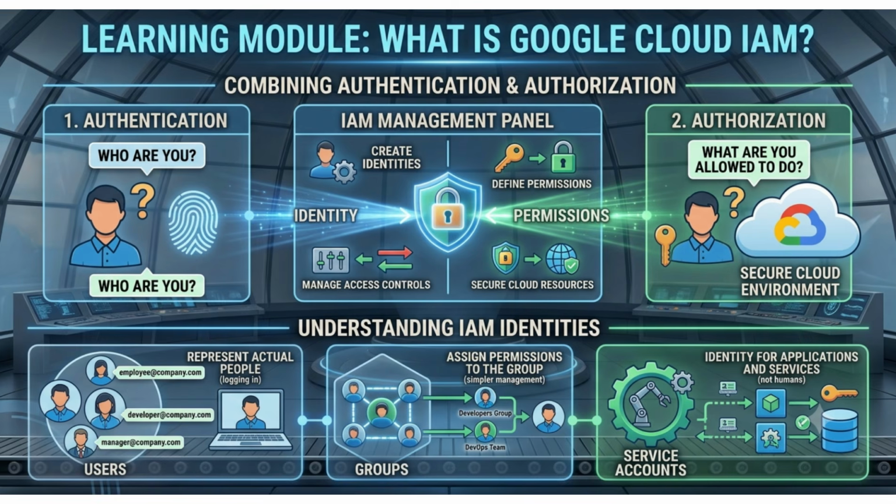IAM identities. Google Cloud IAM works with various types of identities. Users. Users represent actual people. Examples: employee at company.com, developer at company.com, manager at company.com. When employees log into Google Cloud, they use user identities.